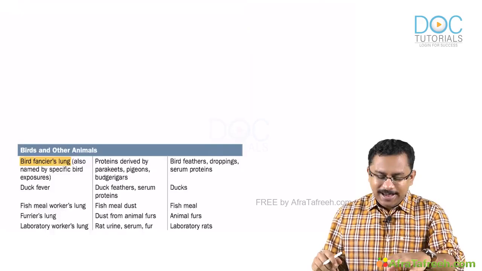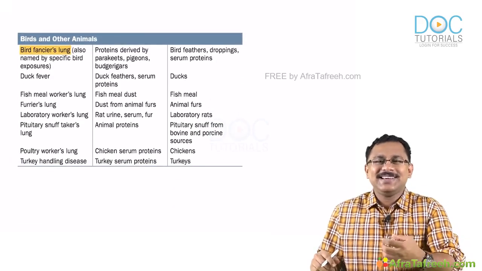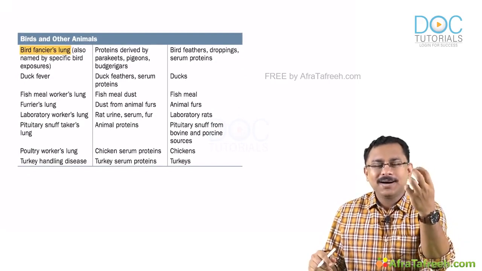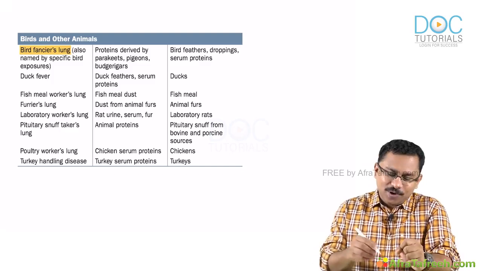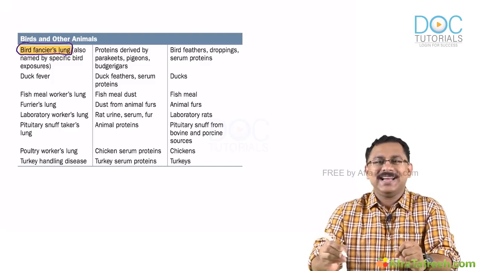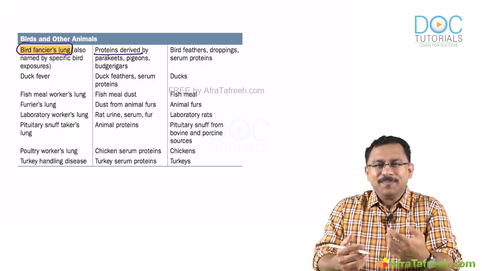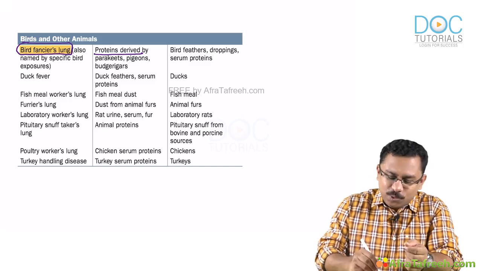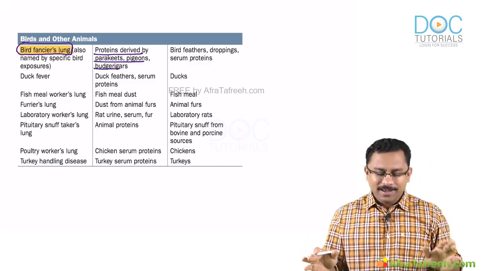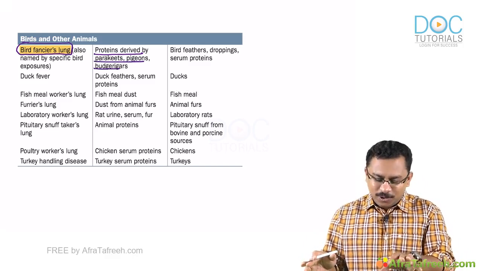Okay, and then I told you the hypersensitivity pneumonitis can occur because of exposure to certain antigens from birds. So the common one that you should learn is the bird fancier's lung, which can occur as a result of the hypersensitivity reaction to proteins from parakeets, pigeons, etc. Well, that is the most important one. Okay, so you keep that also in mind.